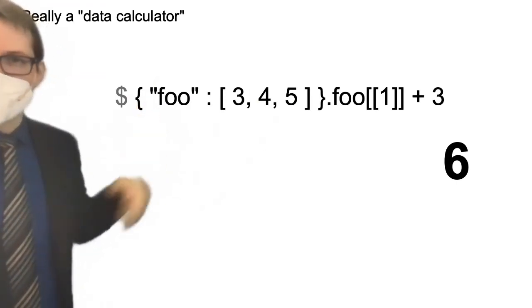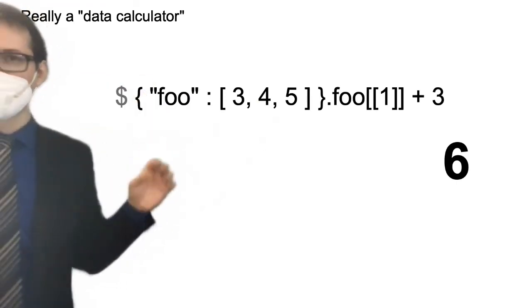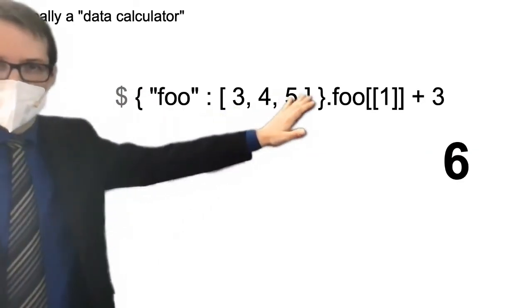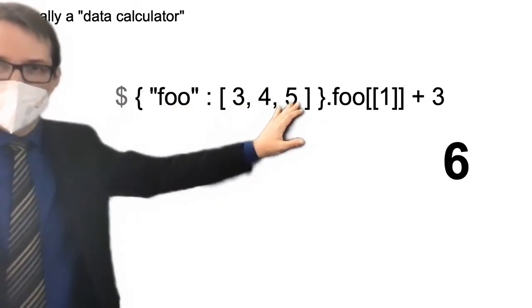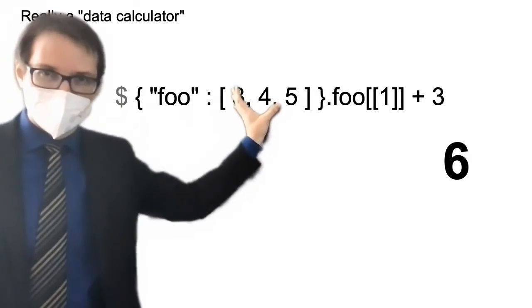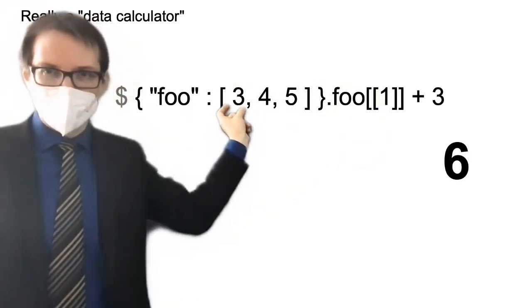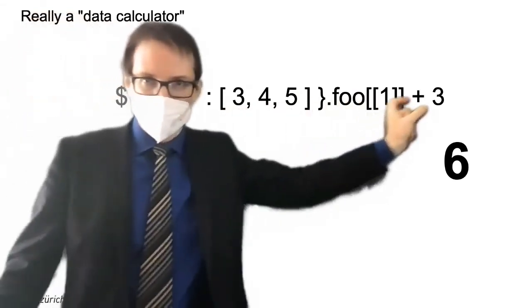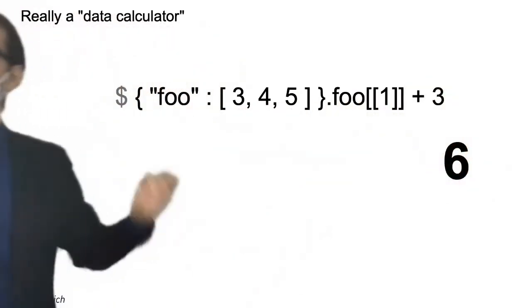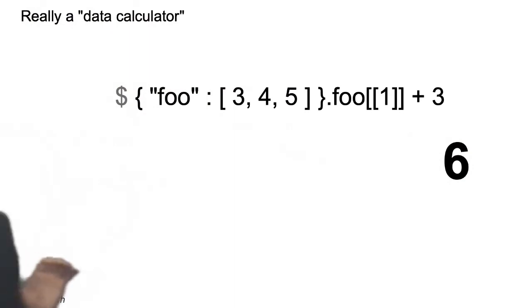Now, more complex, you just compose, just like you do with numbers, right? This is a JSON object that associates foo with an array. .foo extracts the array. The square brackets 1 extract that value, so you get 3. And then you do plus 3, 6. So that's really literally a calculator, but with data.